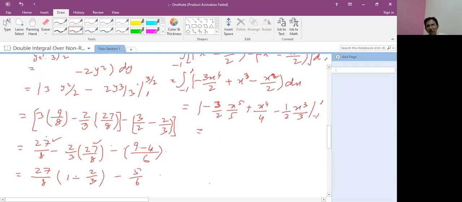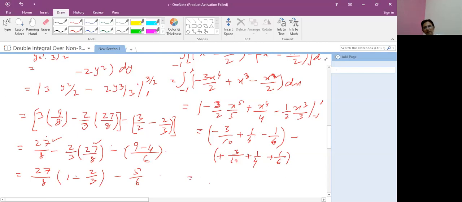Similarly, if we put here the upper and lower limits, minus 3 upon 10 as it is. When we put here 1, it is 1 upon 4 minus 1 over 6, and we apply the upper limit with a negative sign. In the next, when we put here minus 1, it means minus 1 upon 5 multiplied by minus, so plus 3 upon 10. When we put here minus 1, it is positive, so plus 1 upon 4 as it is. It has no change. Minus 1 upon 3 means minus minus, plus 1 over 6.